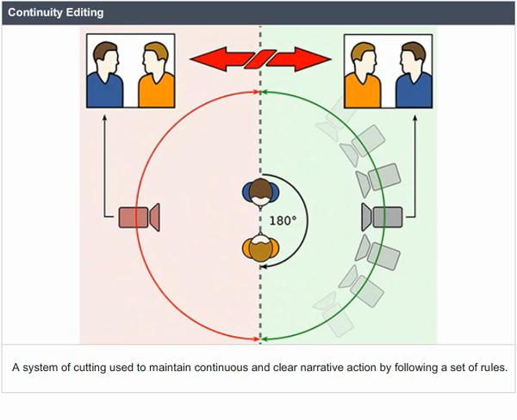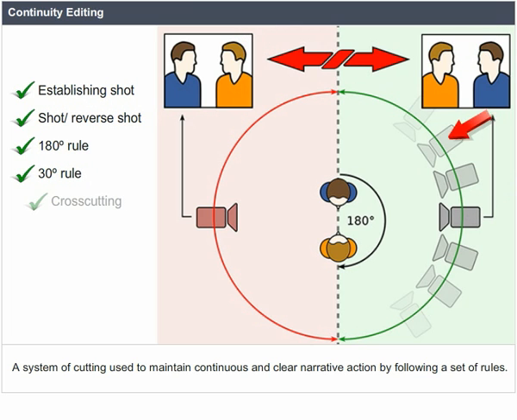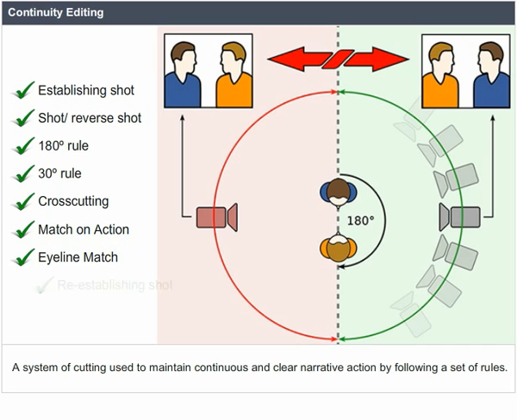Continuity editing. A system of cutting used to maintain continuous and clear narrative action by following a set of rules. Establishing shot, shot, reverse shot, 180 degrees rule, 30 degrees rule, cross-cutting, match on action, eye-line match, re-establishing shot.